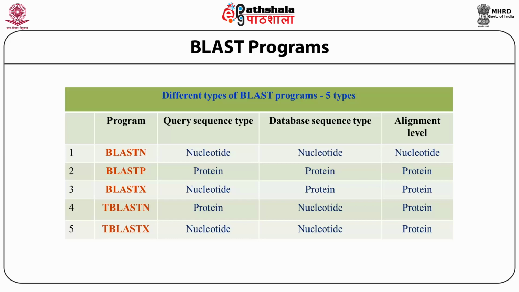TBLASTX is the one where you use a nucleotide sequence and the search will be done against the nucleotide database, but the output result will be at the protein sequence level. So the alignment will be shown at the protein sequence level. So these are the 5 different types of BLAST programs which can be used to search your query protein or nucleotide sequence against the available databases on the NCBI servers.